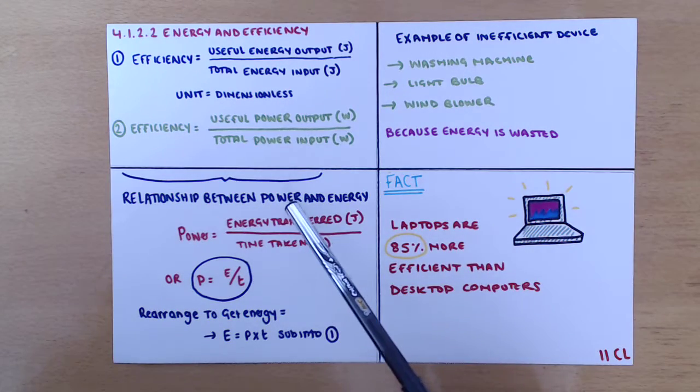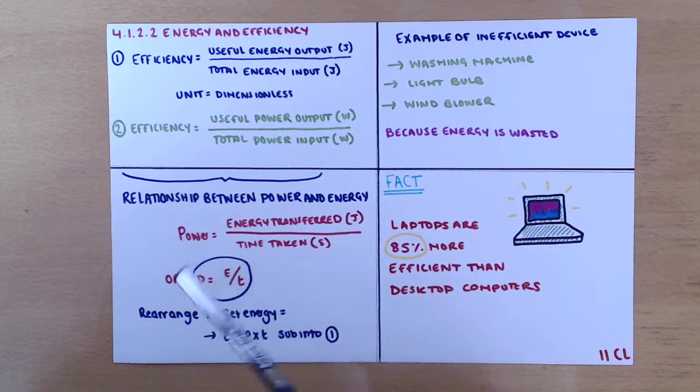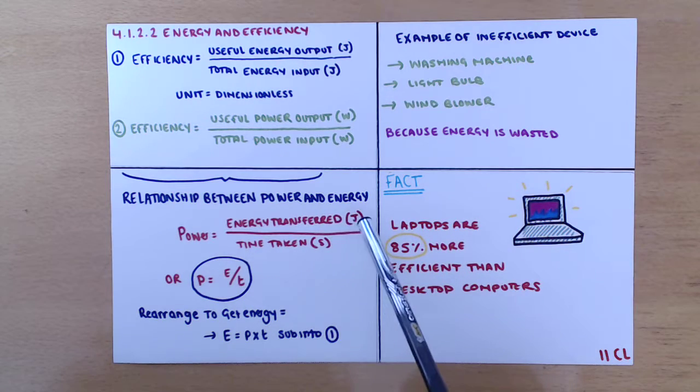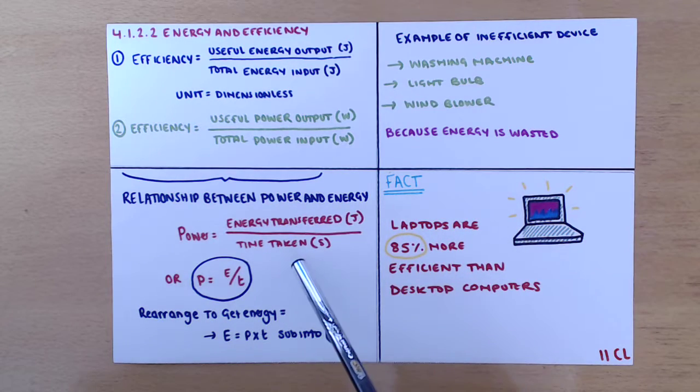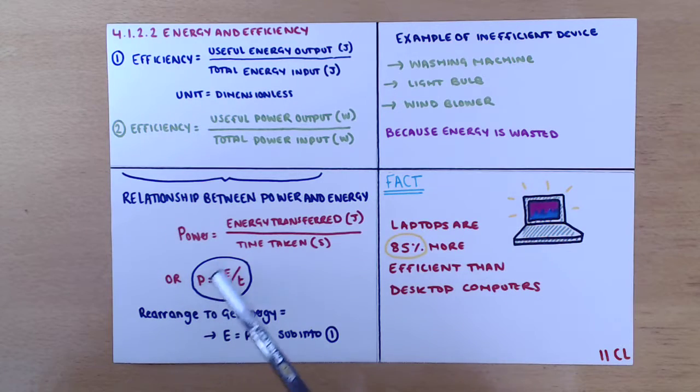The relationship between power and energy is that power is equal to the energy transferred in joules divided by the time taken in seconds, or power is equal to E over t. If I rearrange this equation to get E as the subject of the formula, by multiplying both sides by time, you get rid of the t here and you get an extra t here, so energy is equal to power times time.